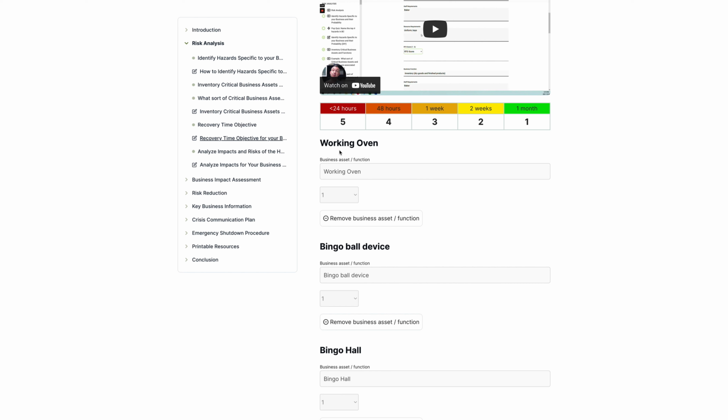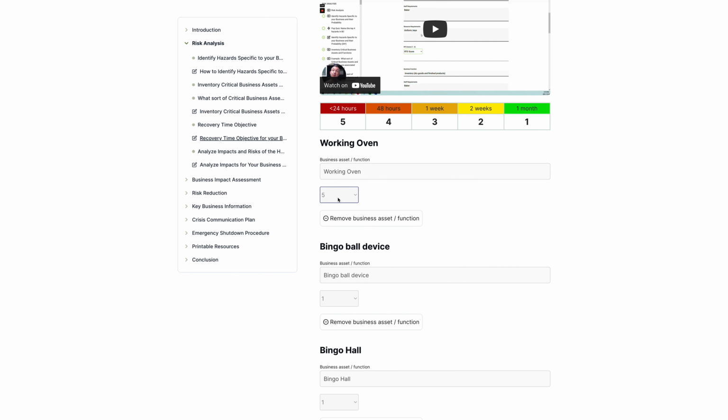Right off the hop, we have a working oven. If we think about our bakery and bingo hall, that working oven is actually very important. If we don't get a working oven back up online, we only have 1 day supply of inventory. So we're going to look up here at our legend and say, if we can't get this working oven back up online within 24 hours, we're going to have some major problems. So we need to assign this a score of 5. And you have to be careful here because this is an inverted scale for a purposeful reason.